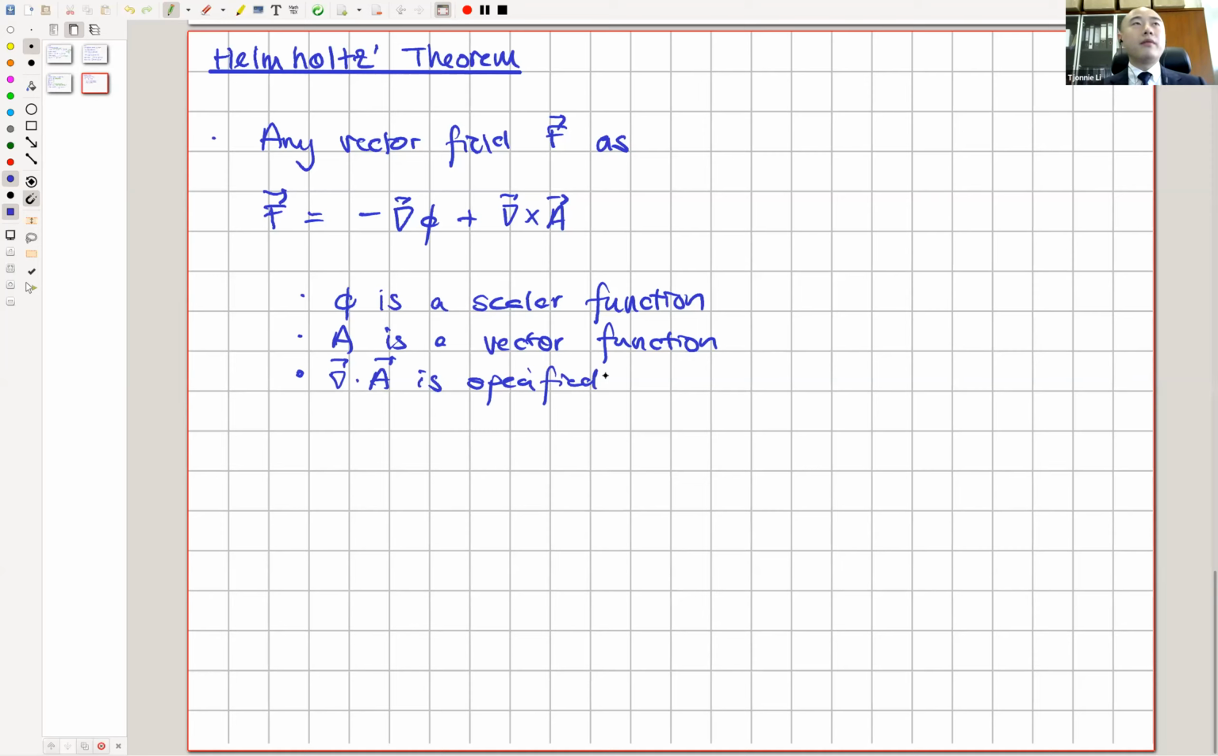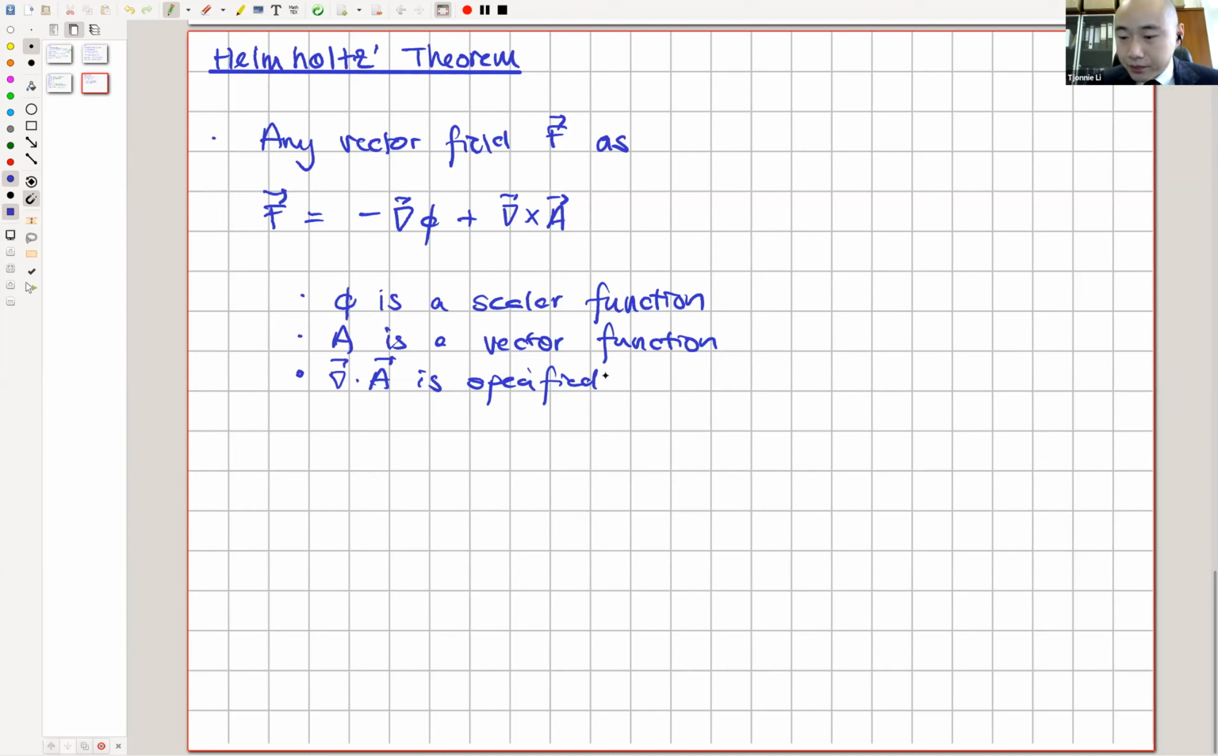Okay? And I hope that everyone can still remember why, in this particular case, the divergence of A has to be specified. As a recollection, as we went through, if we take the curl and the divergence of F, then we realize that they both reduce to a Poisson equation, which is uniquely solvable, provided that the divergence of A is specified. This is basically the start of our exploration today.